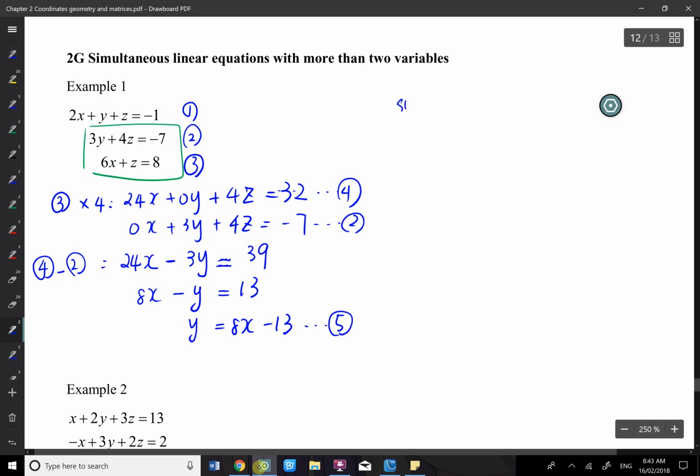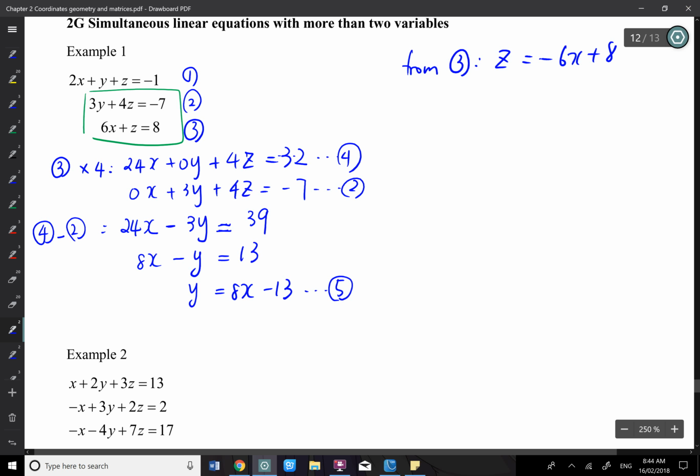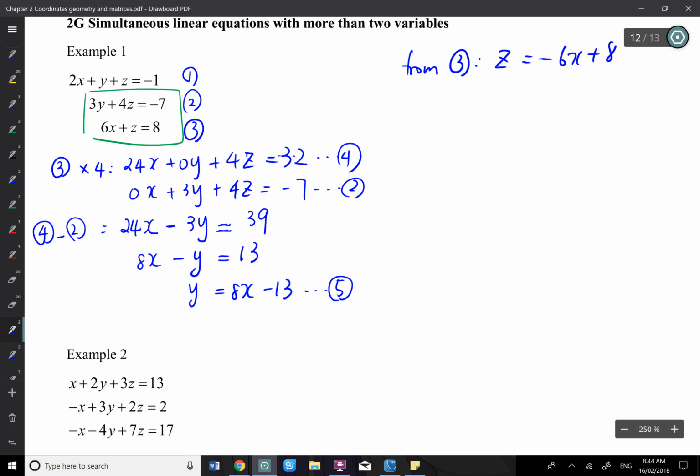So I will sub number 5 into number 2, because that's where you have y. Well, I don't need to sub it. I can go from number 3. What I can see is z equals minus 6x plus 8. I don't even need to do anything. From the third one, we have a relationship between z and x. Okay, z equals minus 6x plus 8. All I want to do is make y in terms of x and z in terms of x.